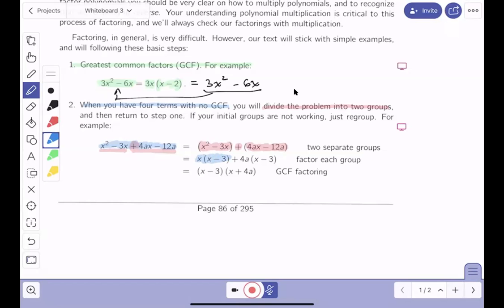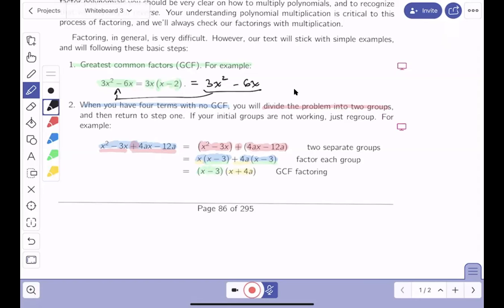Does the next group have a common factor? It's 4a. Okay, 4a times what? 4a times x would give you 4ax. 4a times what would give you minus 12a? That would have to be minus 3. Right. What are you doing now? You're looking at these 2 groups, and you're seeing they have a GCF in common. And what is that GCF? X minus 3. What are you left with? X plus 4a.